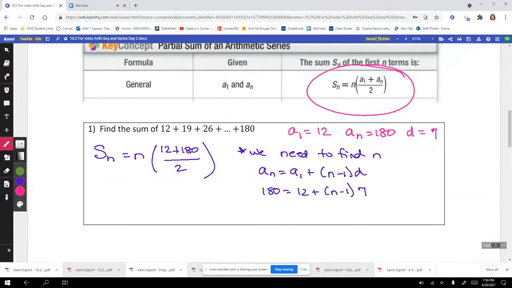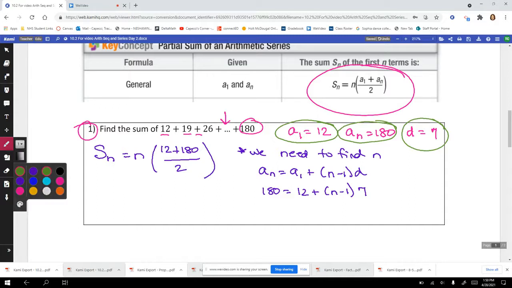All right, let's take a look at number 1. I have a couple things set up just to save us some time. We want to find the sum. We start with 12, 19, 26. There's a bunch of numbers in there. We don't know how many, and our last term is 180. So I pulled out my first term, a sub 1, is 12. My last term is 180. And I can tell that my d value is equal to 7. I'm adding 7 every time.